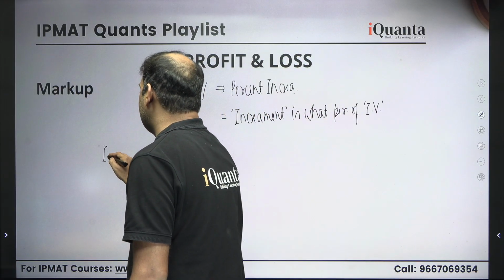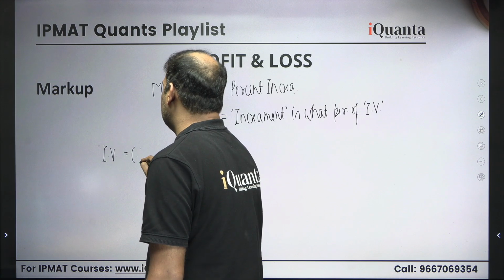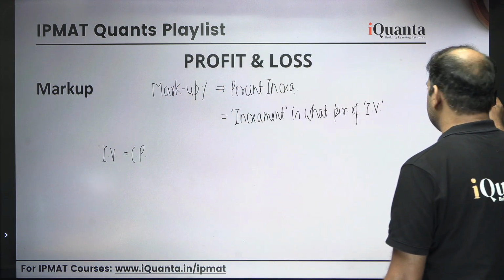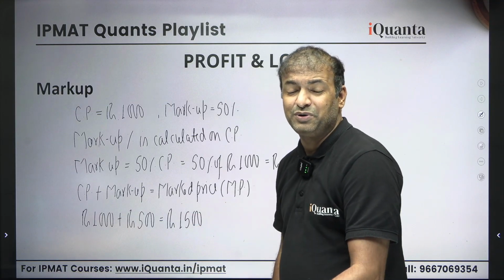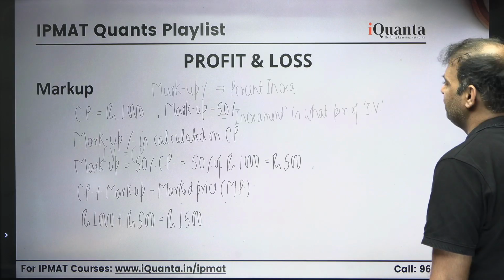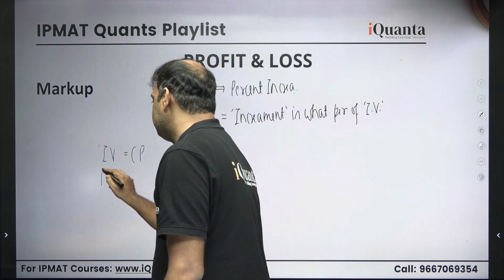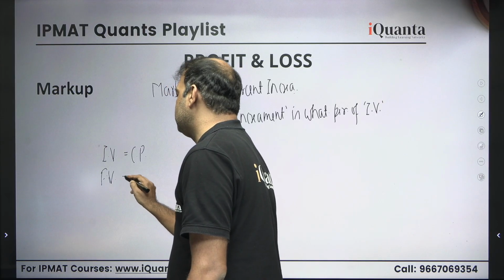We'll say the initial value becomes the cost price. All right, and guys, what do we get in the end in this change? In the end we get the marked price, remember. So the marked price must be called the final value over here. So we can say the final value has to be the marked price, MP.